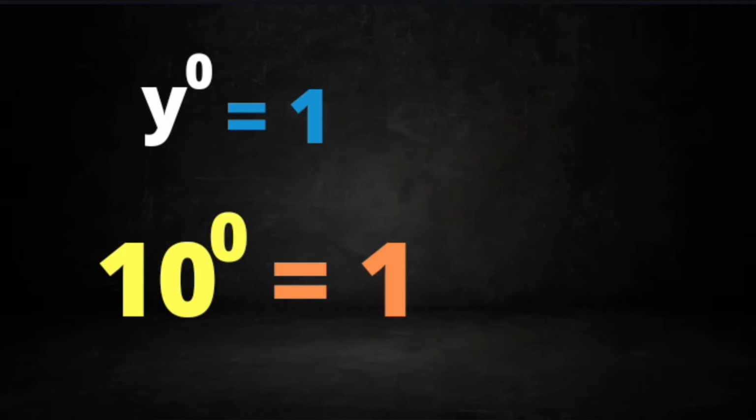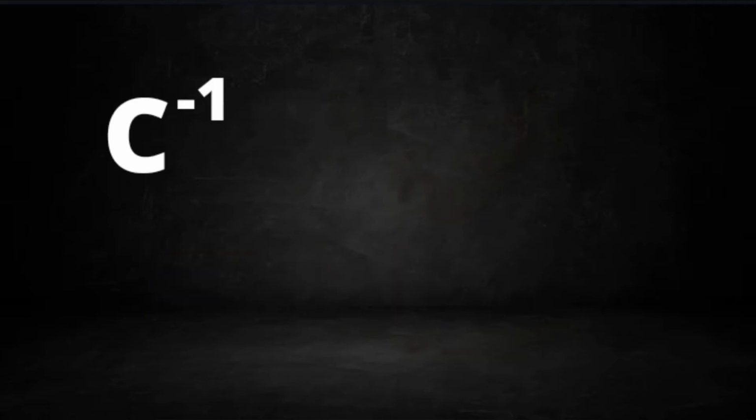We also have the negative power law. If you have a negative power, such as we have here in c raised to power minus 1, you clear the minus sign by using 1 all over to represent the minus sign.